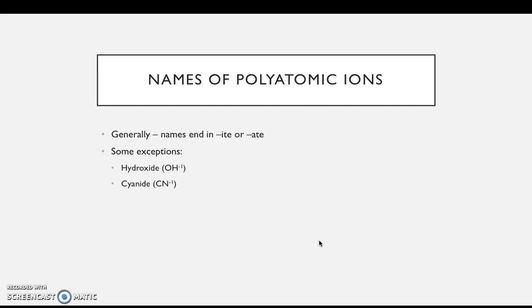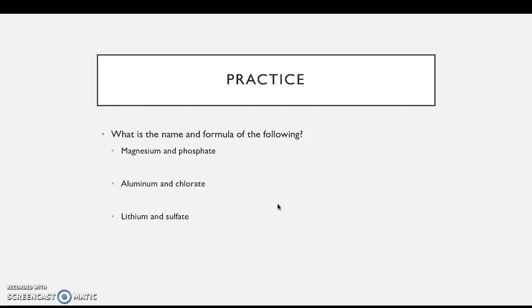We have a couple exceptions. Hydroxide, I talked about on the last slide. That's the OH-1, ends in the IDE. And cyanide ends in IDE. That's CN-1. So those two can make things a little bit tricky. But generally, if we see a name ending in ITE or ATE, we don't even need to look at the periodic table, because that's our hint that these are polyatomics and we should look at our polyatomic chart.